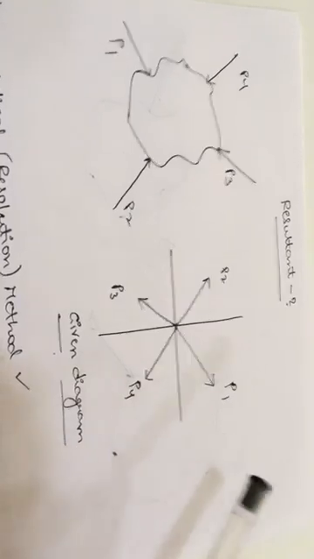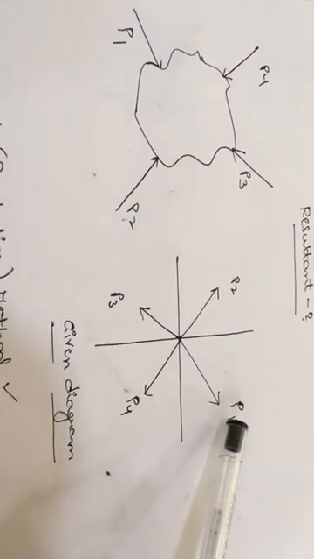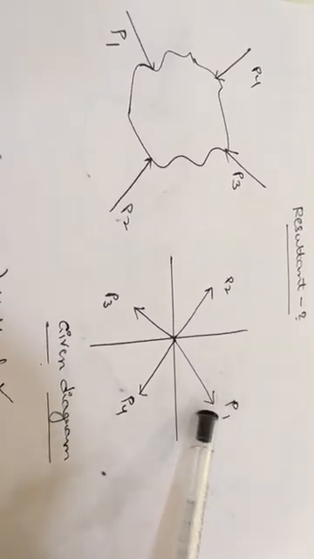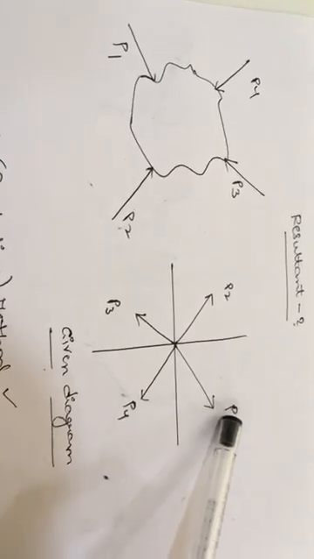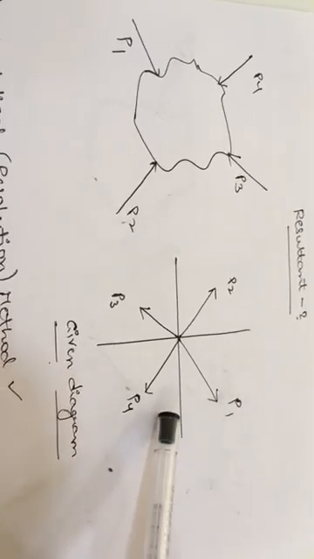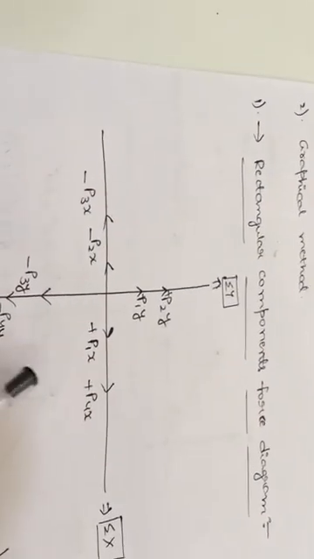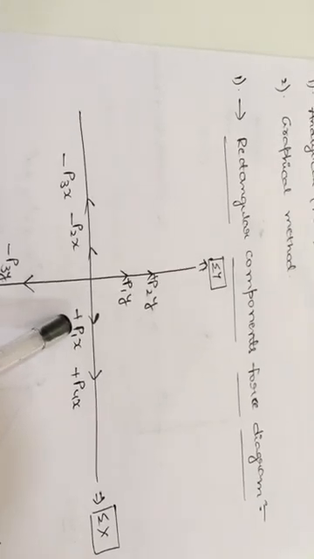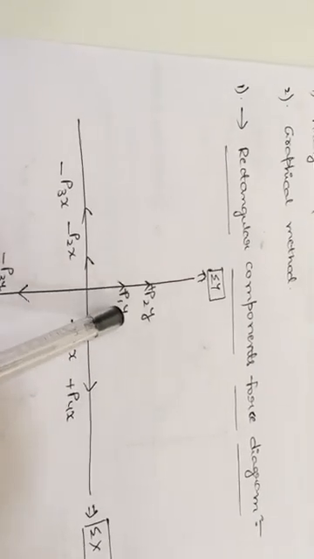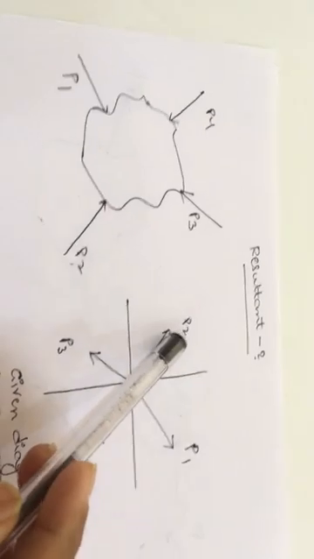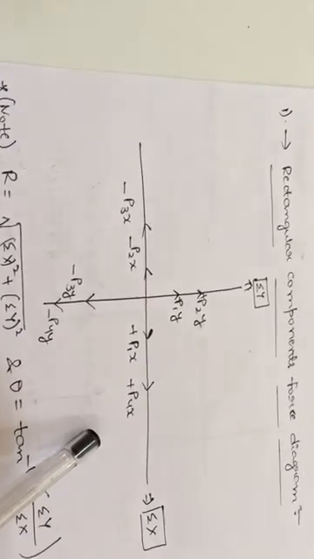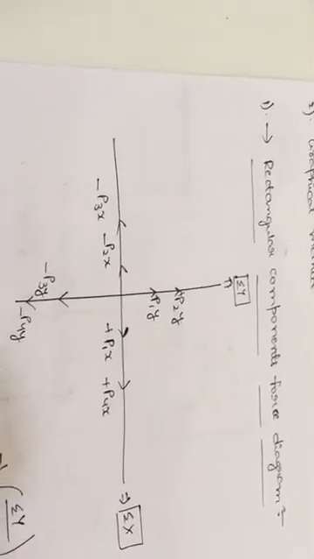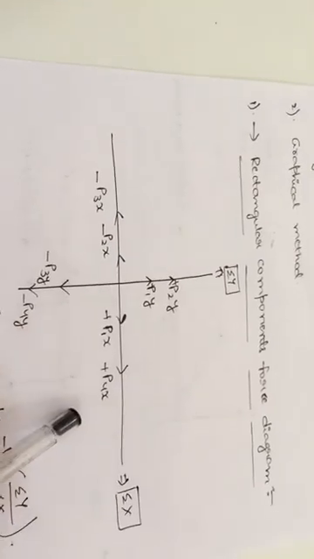Now coming to the given diagram, the P1 force is the first force, which is in the first quadrant. P1 is resolved into two rectangular components, P1 x component on the x axis and P1 y component on the y axis. Similarly, P2, P3, P4 are resolved into two components in the second quadrant, the third quadrant and the fourth quadrant. After resolving all the forces, we get the rectangular components force diagram.